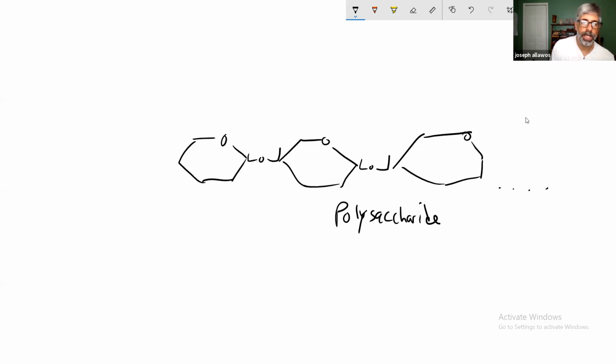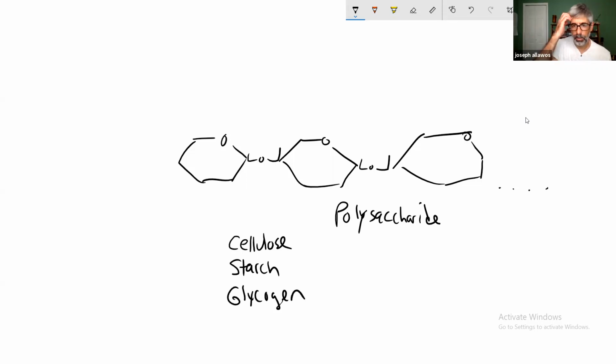Some examples of polysaccharides include cellulose, starch, and glycogen. And we want to talk about all three of these, actually. Cellulose, starch, and glycogen. So you might want to make a note of each of those. Cellulose, and we'll look at some actual pictures of these. If you look at drawings of them, they all look remarkably similar.